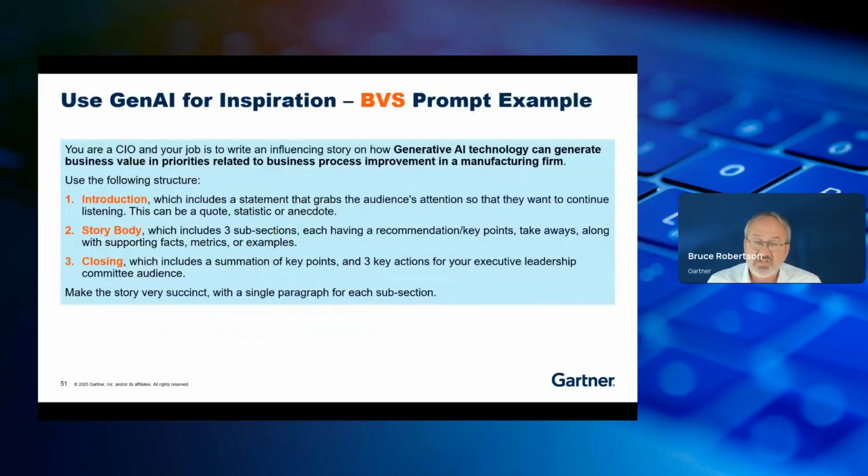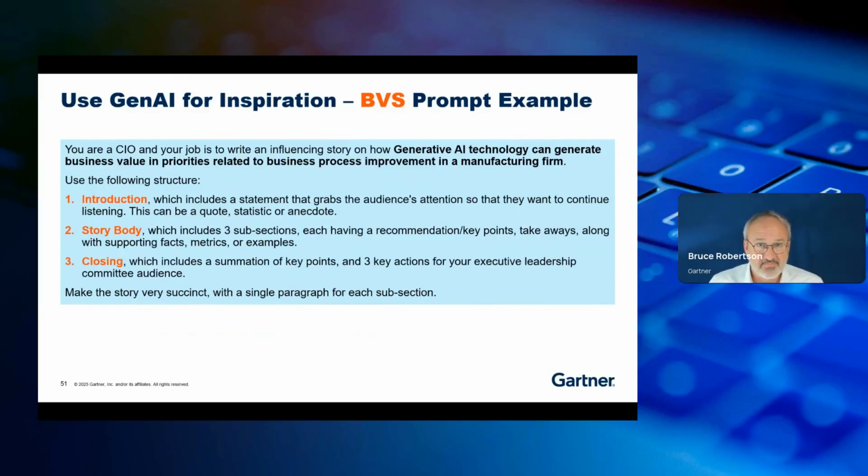So here's an example of a business value prompt. You can see that what we're doing here is introducing what the problem is. You're a CIO, you need to write an influencing story. Here's the situation. And then we follow the three major sections of our storyboard: an introduction, a story body with three subsections, what are the three things we're going to say, and then a closing that includes key actions for my executive leadership committee audience. And then, as you see, I have to spend a lot of time saying make it more succinct, because I'd get like three or four pages of this stuff.